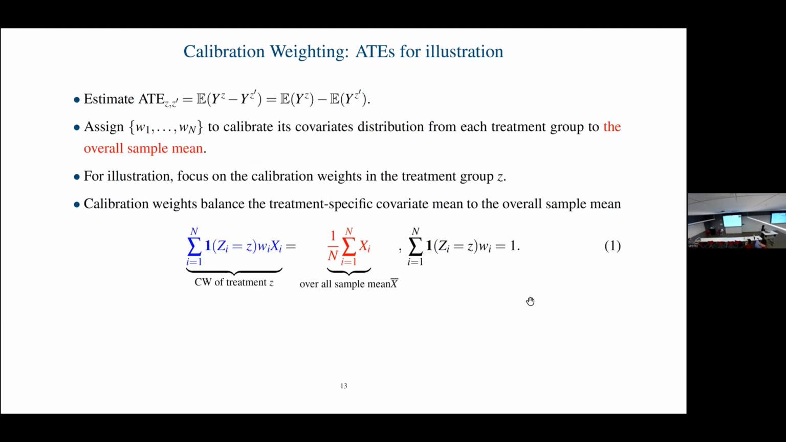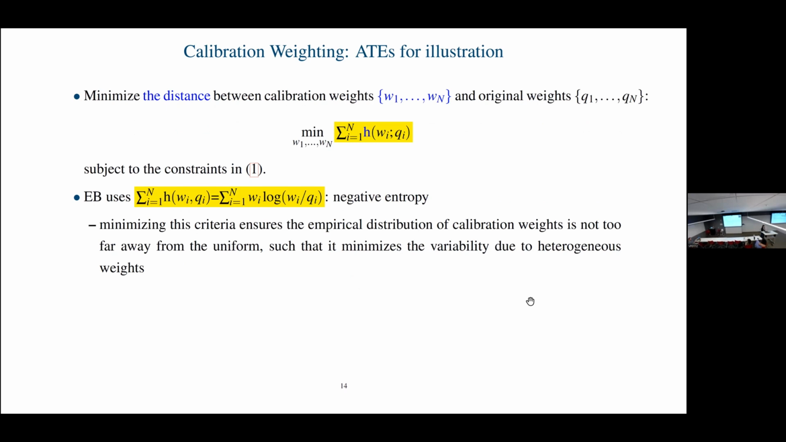But there are different weight solutions that satisfy the constraint, right? The idea is how we're going to have a unique weight solution. Calibration weighting tries to minimize the distance between the calibration weight, the new weight, and the original weight, subject to the calibration constraint.